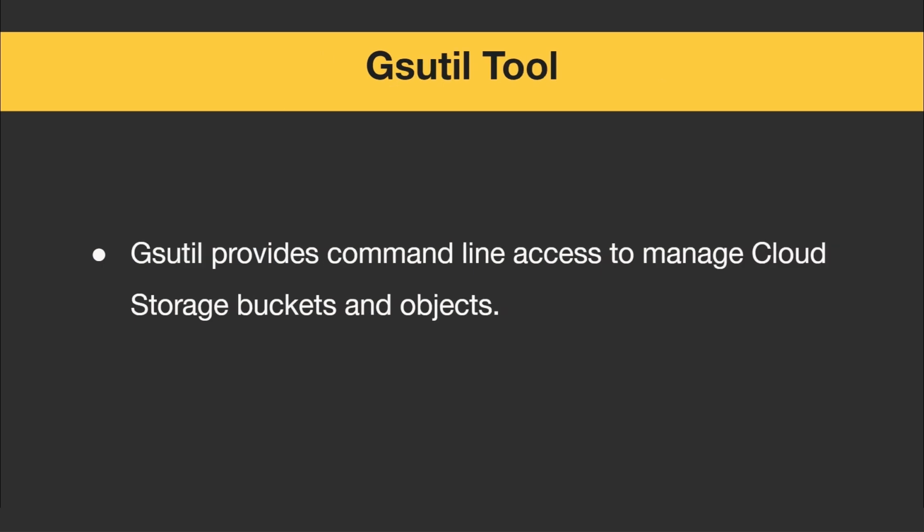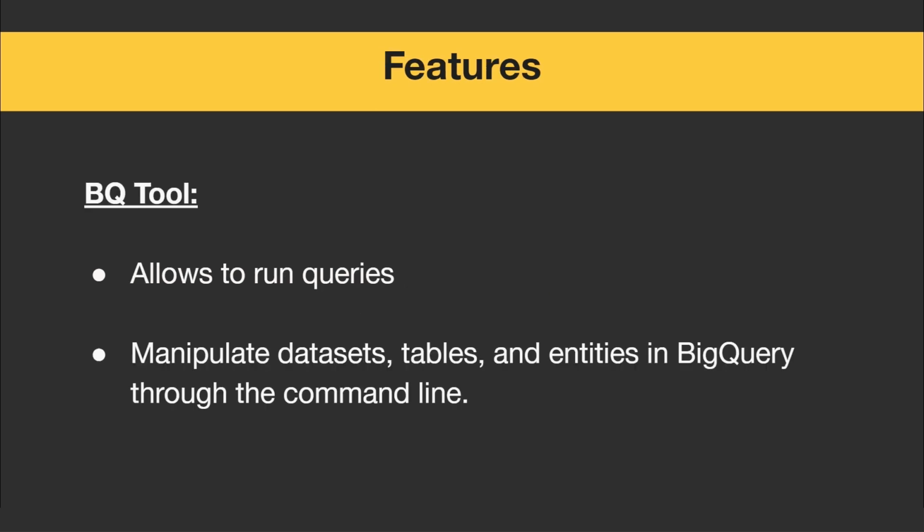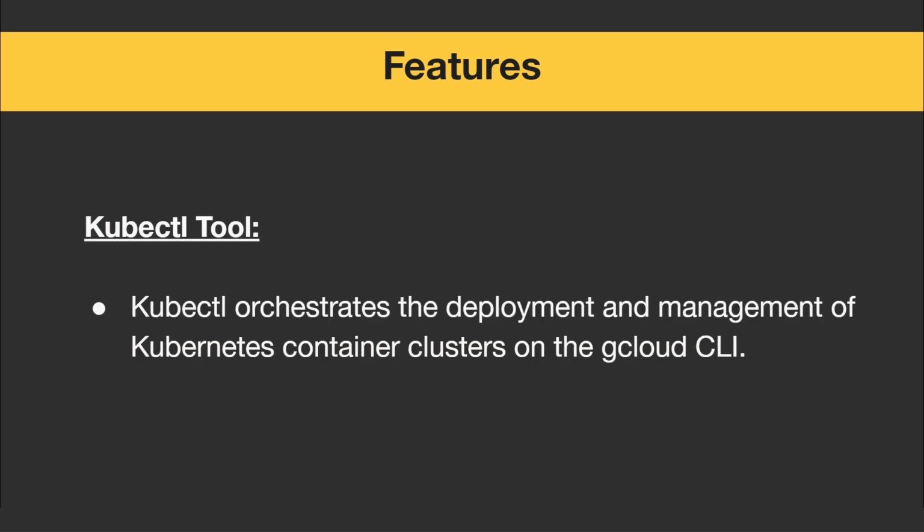Now the gsutil tool. What is gsutil? GS, Google Storage Utility, is the short form. The gsutil tool provides command line access to manage Cloud Storage buckets and objects. Now let's talk about the third tool, the bq tool, called the BigQuery tool. The BigQuery command allows you to run queries and manipulate datasets, tables and entities in BigQuery through the command line. If we talk about the kubectl tool, kubectl orchestrates the deployment and management of Kubernetes container clusters on the Google Cloud CLI.